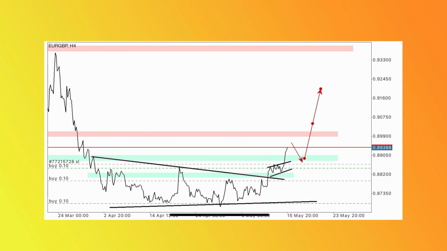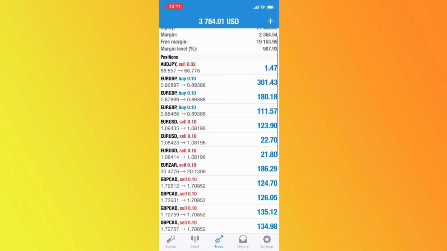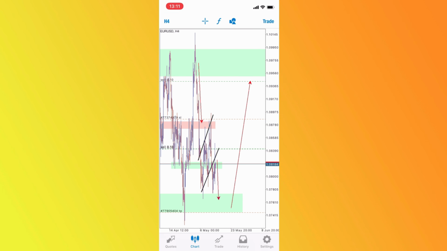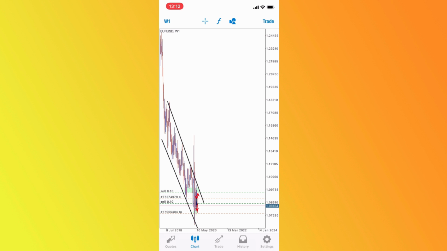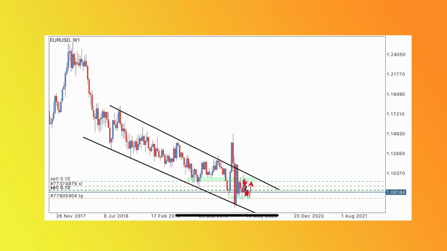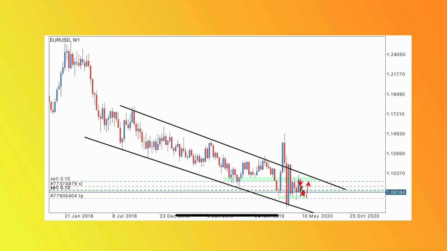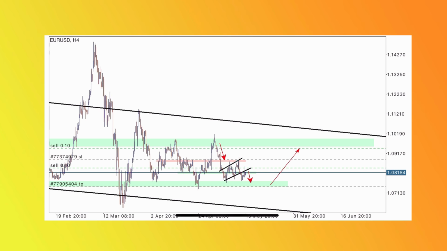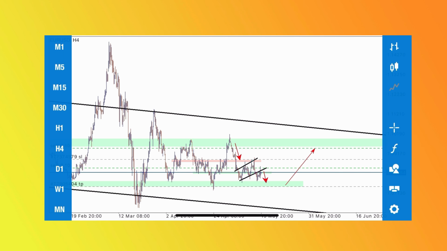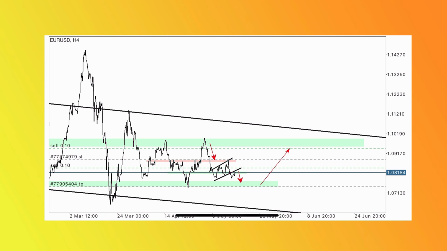Now we're going to look at EURUSD, and before we start we're firstly going to open our weekly time frame and switch to horizontal view. Looking at EURUSD, we can clearly see that we're in a bearish channel or a downtrend. As we zoom in, we're going to switch to our 4-hour time frame and use our line chart to be able to see the market more clearly.